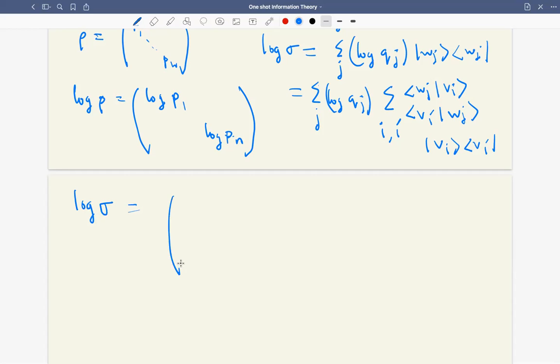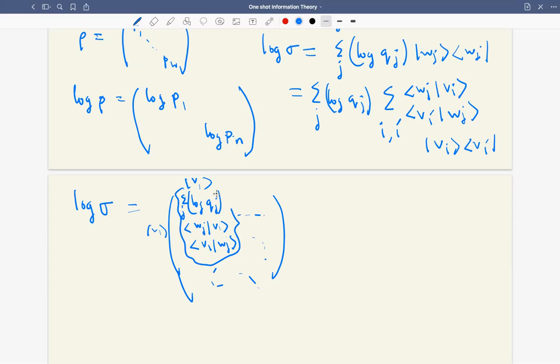Log sigma, I'm writing it in the eigenbasis of rho only. So this will be, just writing this coordinate, the sum over j of log Qj multiplied by ket Wj bra Wj. Here V1 and V1, I'm just writing the one entry. So this is the entry for V1. And then there'll be entries here, here, here, everywhere. But I just want to give you an idea of what one entry looks like. So this is the entry 1.